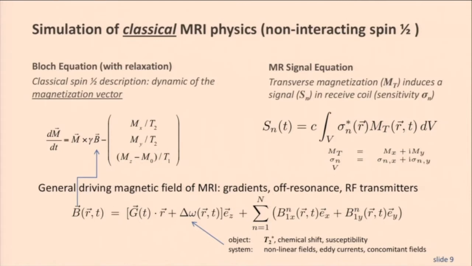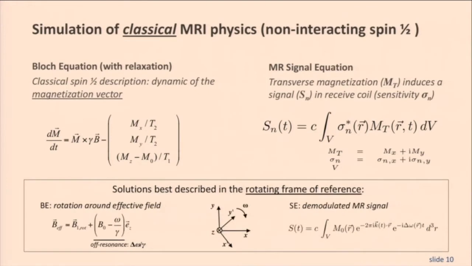What we use in these simulations, or in MRI, is magnetic fields to manipulate the spins. These are, of course, as you know, the gradients which encode spatial information, but that could also be any off resonances. For example, when we have distorted fields coming from air-tissue boundaries, so these are susceptibility-induced distortions of the magnetic field. Of course, we have the transmit fields, which excite the spin system. So there are many different components to the MR field.